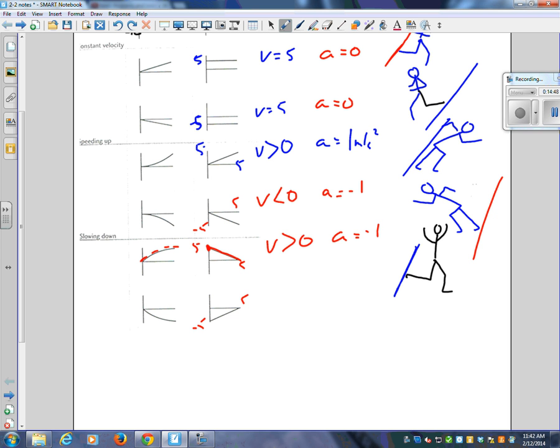The velocity is negative, less than 0. It's negative because it's down below, but the slope here is positive, right? It would be up 5 and over 5. The acceleration here would be plus 1.